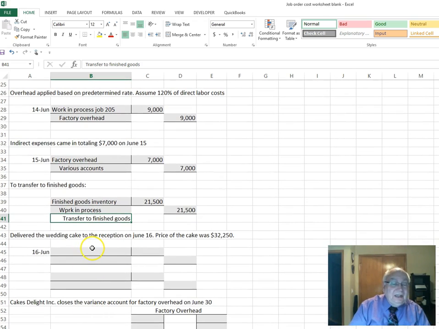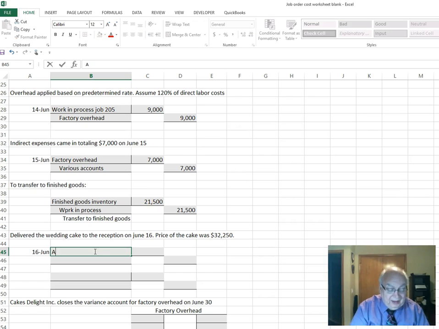Now on June 16th, we delivered the cake and we sold it for, the price was $32,250. So we would credit accounts receivable.